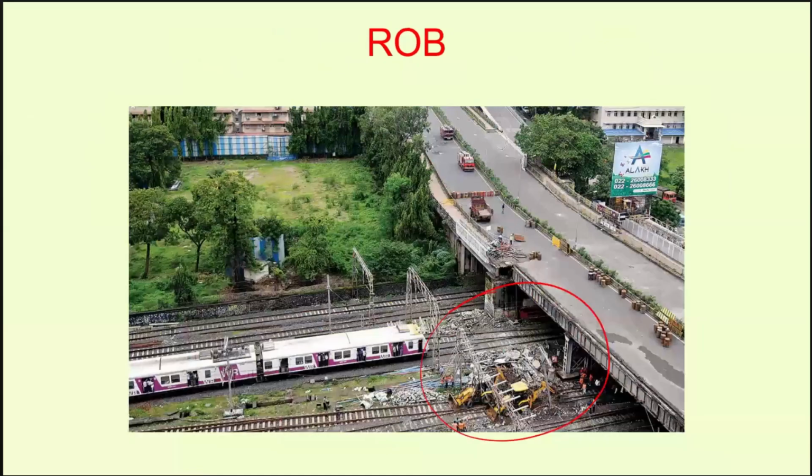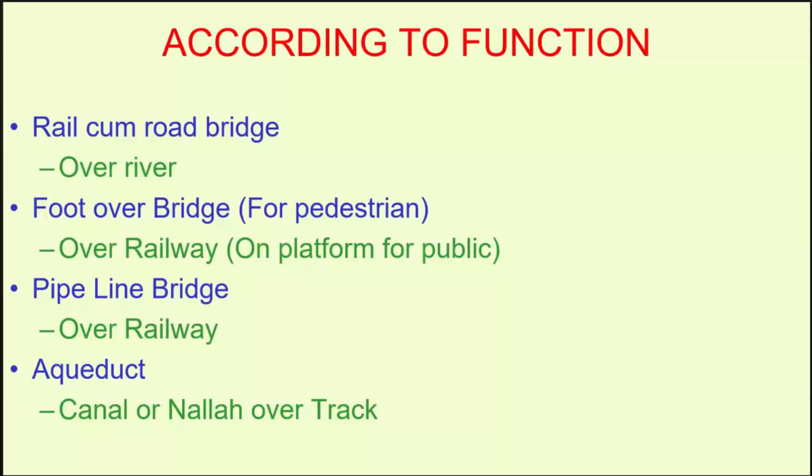According to function, bridges can be rail cum road bridges. See, a bridge is a very costly asset, and many times we will not have that much financial freedom to make more bridges. When road bridges are already being made, we can convert the road bridge into a rail or road bridge, or the other way around. We can have a rail bridge and then utilize it for rail and road. Many times we plan in such a way that we build both bridges one above the other, or side by side. So this will be a rail cum road bridge.